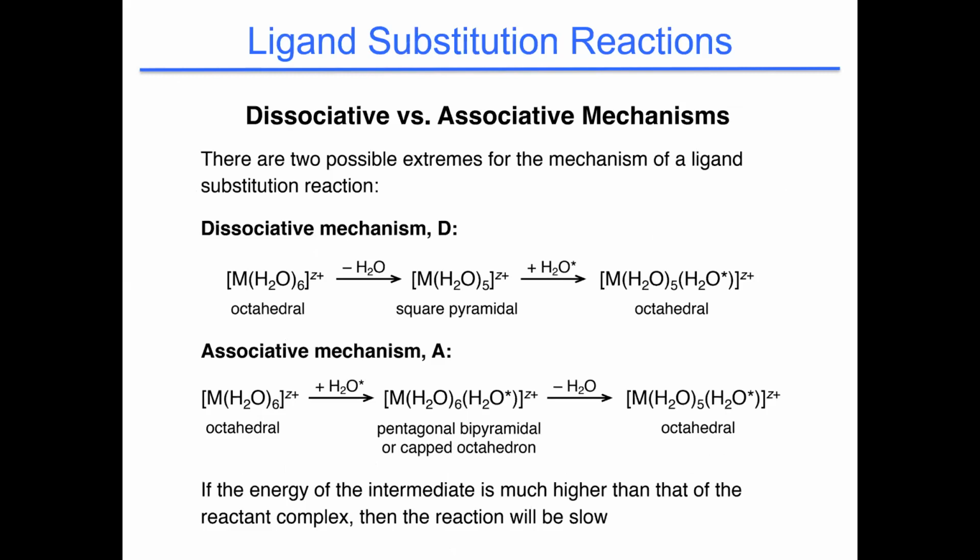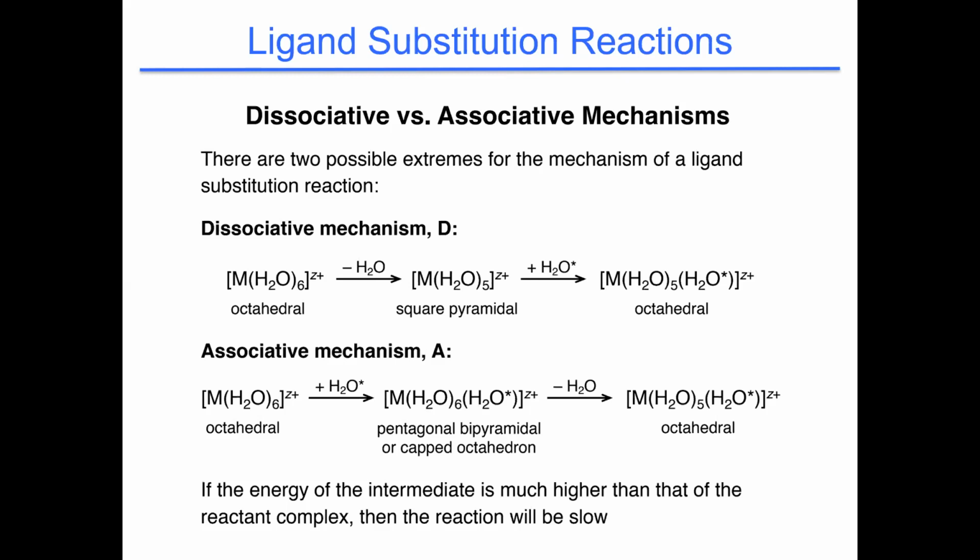Lastly, I wanted to talk about ligand substitution reactions. We've discussed that there are two main types of ligand substitution reactions that occur for transition metal complexes, dissociative and associative. So for dissociative, you have your starting complex, which then in the transition state loses one of the ligands.